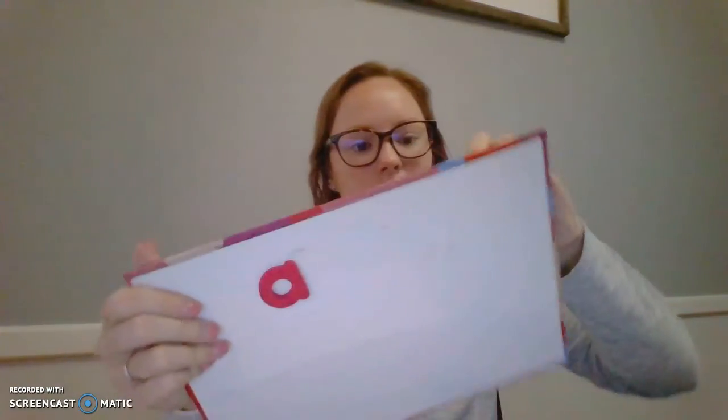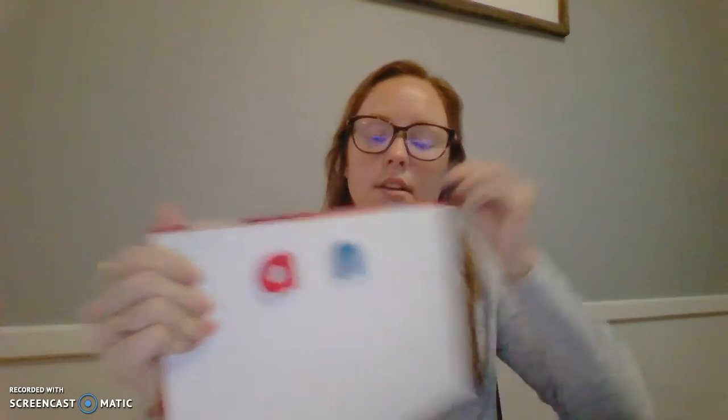So if I put these letters on the back of my board, that's the letter A, just one letter. That's the letter N, and that's the letter D. If I put these individual letters together, they make a word. They're not just letters anymore. This is a word.